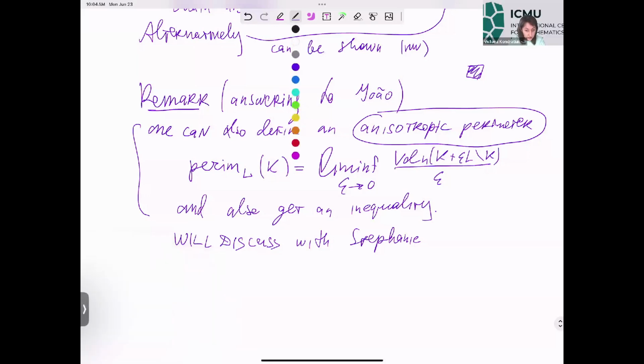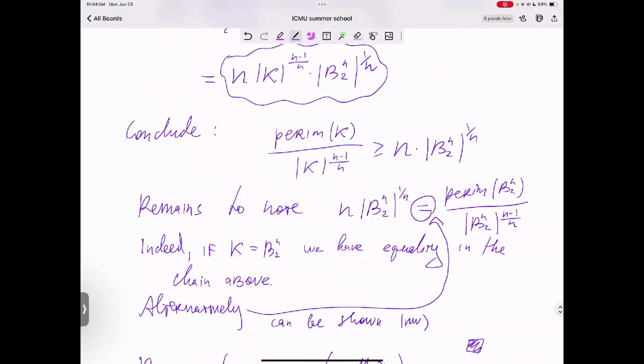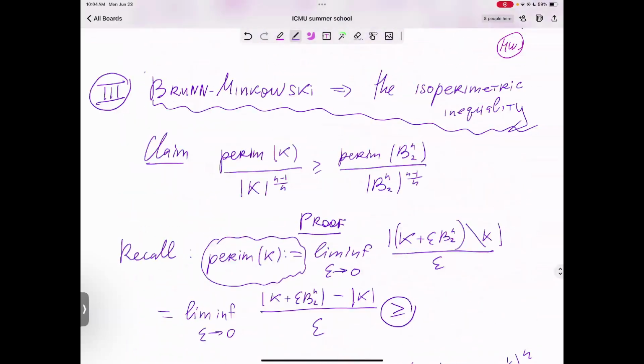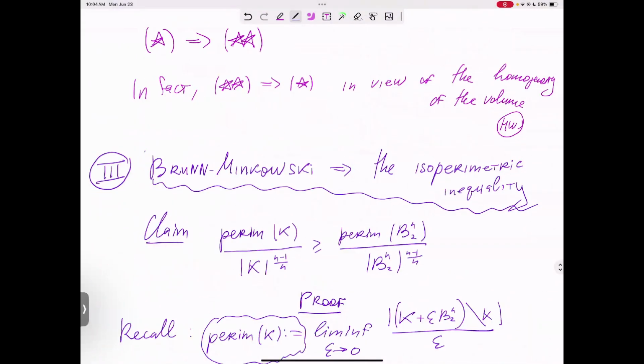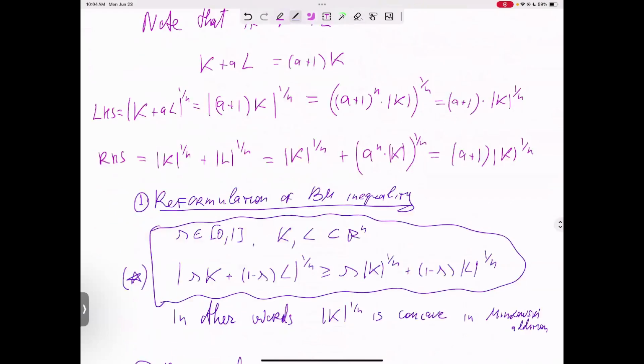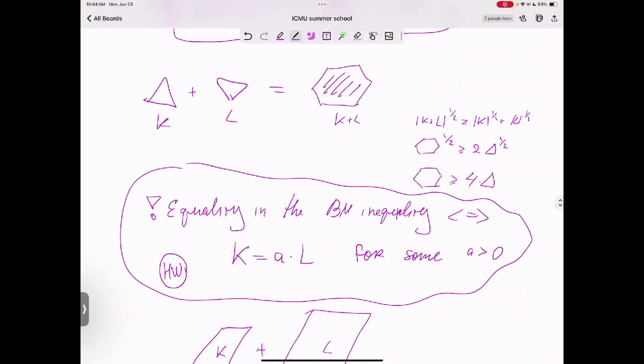Sorry, may I ask a question? Yes, absolutely. So in the Brunn-Minkowski inequality, the sets are arbitrary, or Borel, or Lebesgue. What is the class of sets? Very good question. So in the Brunn-Minkowski inequality, the sets have to be Borel measurable.